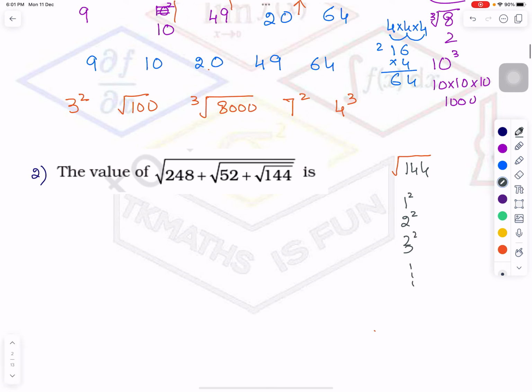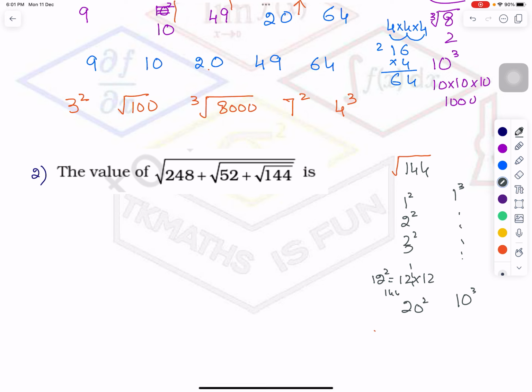So this you should know till 20 square by heart. Similarly, cube numbers you should know till 10 cube, okay, by heart. So 144, which number if I square I get 144? Those who remember this by heart, they will know 12 times 12 is 144, which means 12 square is 144.